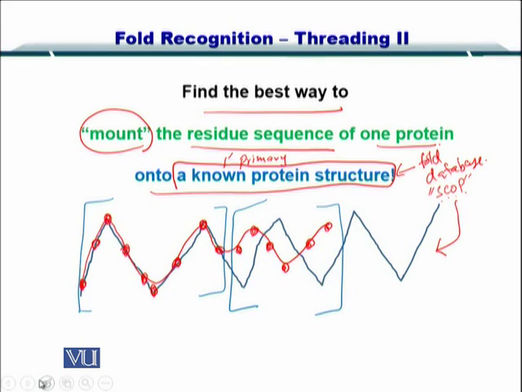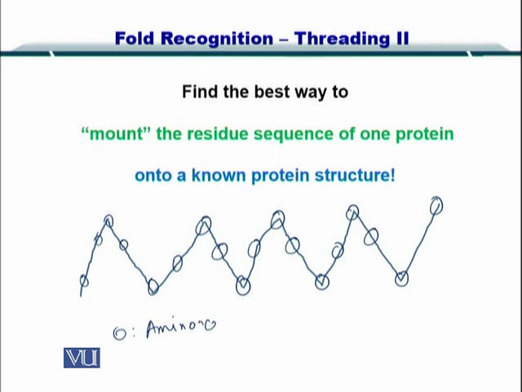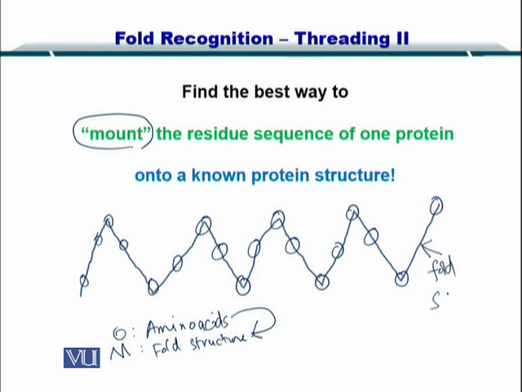Such a situation can vary if you keep changing the fold. That is, if you keep bringing different fold structures, then you can find different alignments between your sequence and your fold. Once you have performed all such alignments, you will find that fold from the database which matches your sequence perfectly. In this case, the circles are the amino acids, and this is your fold structure. You have mounted the amino acid sequences onto the fold structure. This is the fold from SCOP.